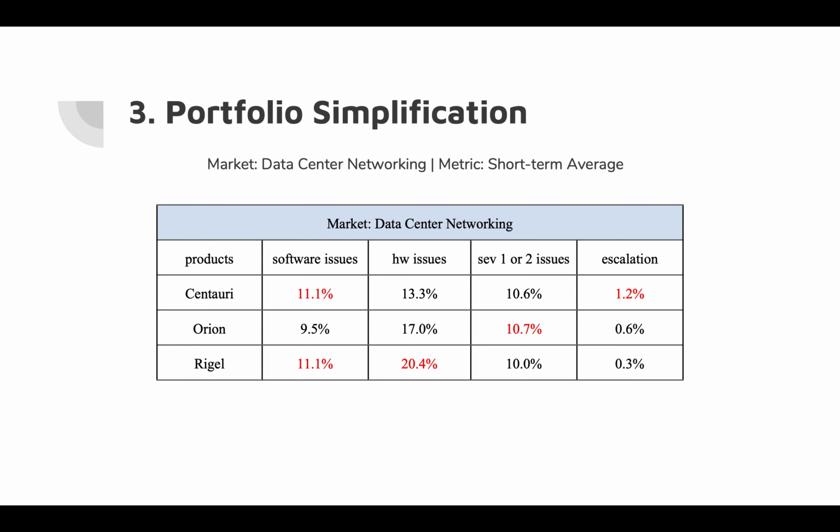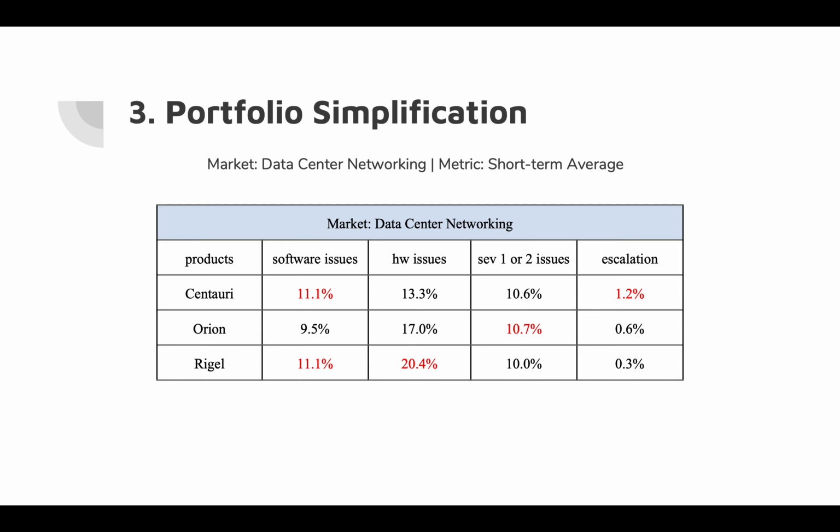So it's time for us to look at an example to explain the analysis procedure of our team. We can take the market of data center networking as an example. So the table shows the short-term average. As shown on the table, Centauri has the worst performance both for software issues and engineering escalation. But it's the best for hardware issues.